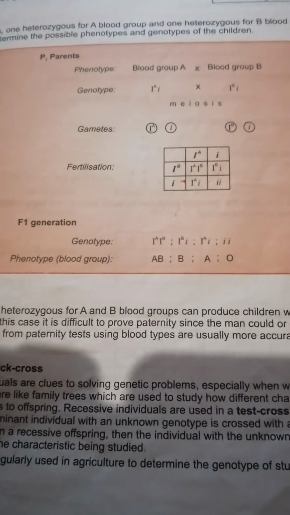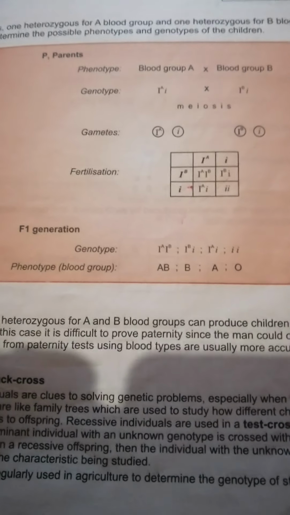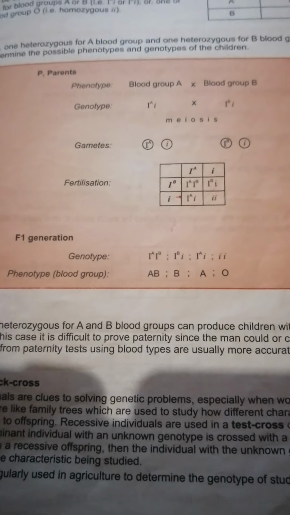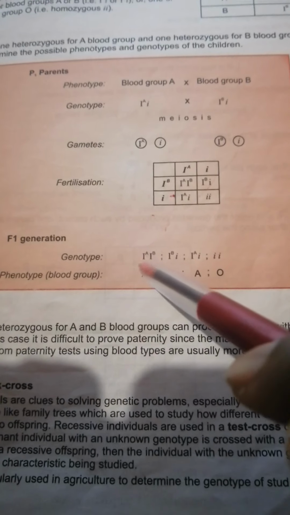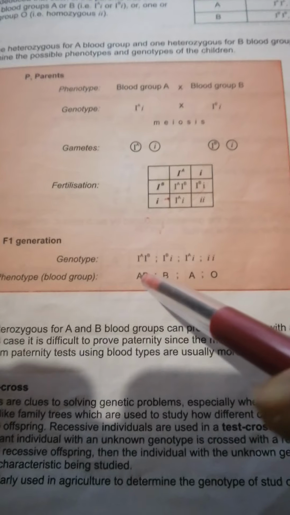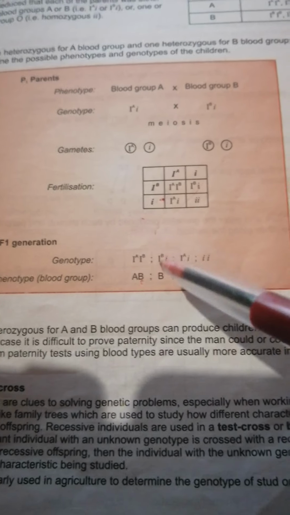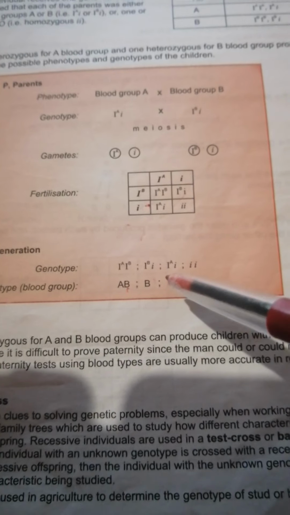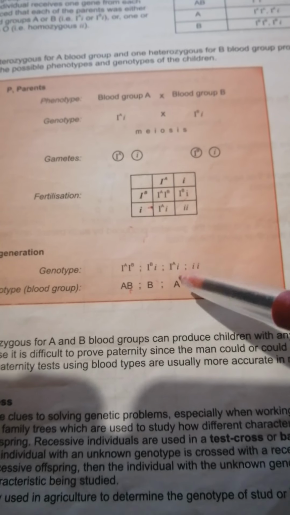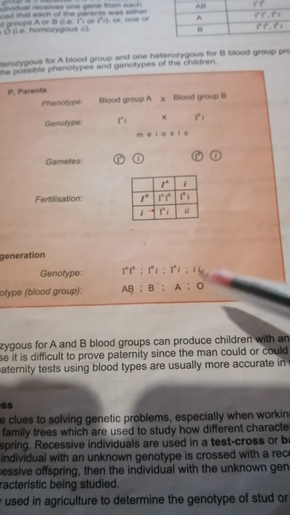After crossing the two individuals, the results are as follows. In the first filial generation, we found that the genotypes are capital letter I to the power A and capital letter I to the power B. The second one is I to the power B and i, the third one is I to the power A and i, and the last one is ii.